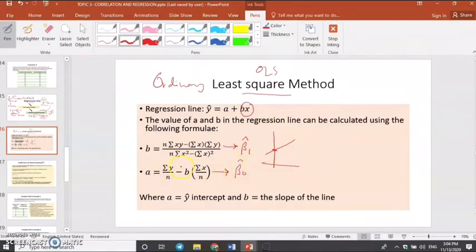Okay, so formula untuk dapatkan B ataupun untuk dapatkan beta 1 adalah seperti yang macam ini. And then formula untuk dapatkan A adalah this one. So this formula dengan this formula sebenarnya boleh disimplify. Kita boleh simplify both of this formula. Nanti saya akan tunjukkan formula yang lebih senang untuk kita gunakan, which is kalau kita nak gunakan beta 1 hat ni adalah sama dengan SXY divide with SXX. Okay, this one adalah formula untuk beta 1, and then the next one adalah beta naught.